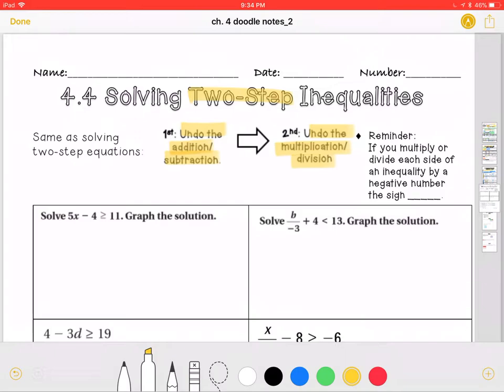When we get to that second step, remember the second step is the tricky step, because there's a very important thing you have to remember. If you multiply or divide each side of an inequality by a negative number, the sign is going to flip. Let's write that in there. Remember that your sign, or your inequality symbol, flips.